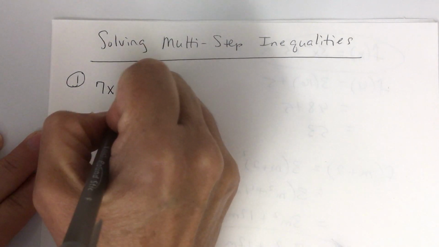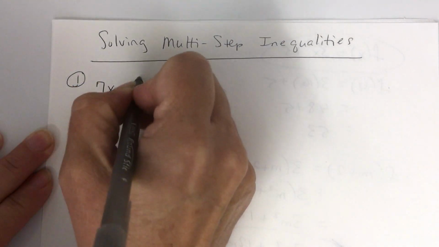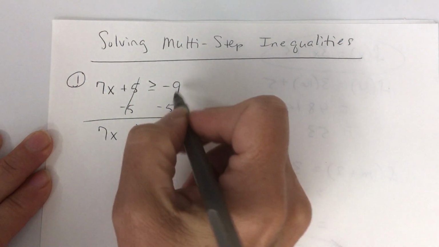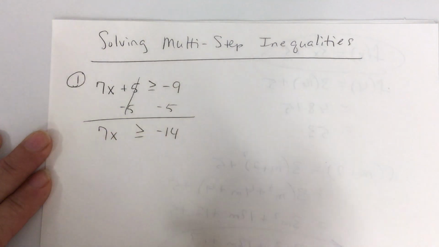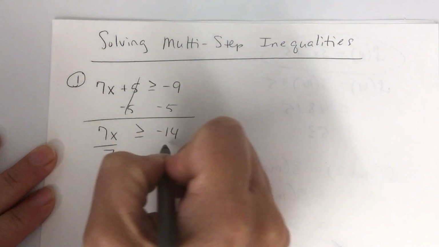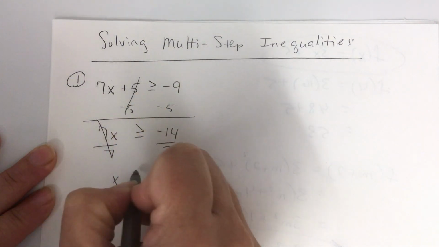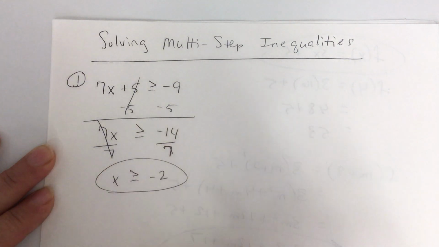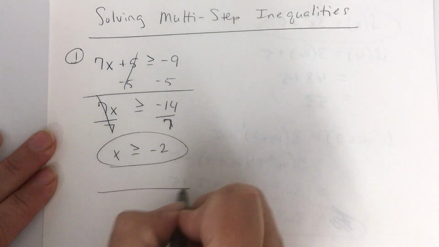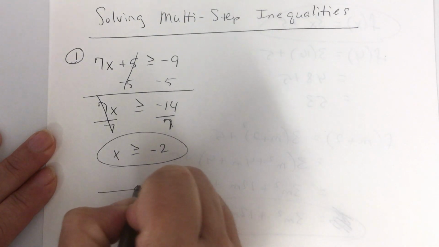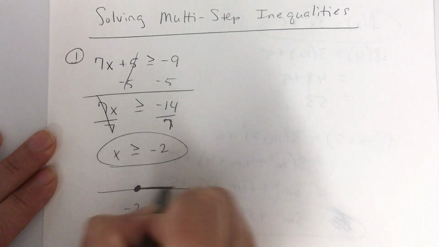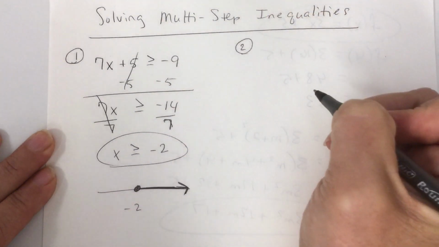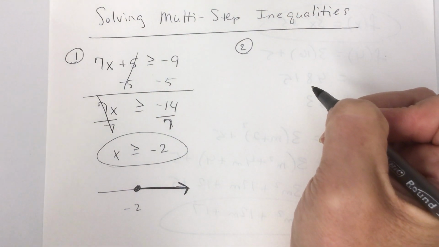So I'm going to start with subtracting 5 from both sides here. Bring down the 7x, bring down the greater than or equal to, add that together and you get negative 14. Then divide by 7. So x is greater than or equal to negative 2. If you were to graph that, you'd have a negative 2, you'd have a solid dot, and you would shade to the right.